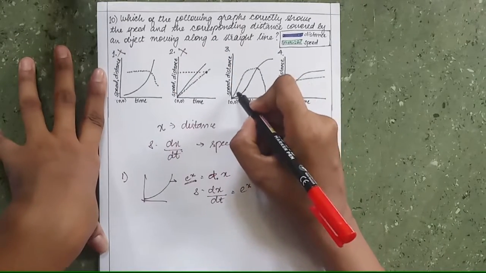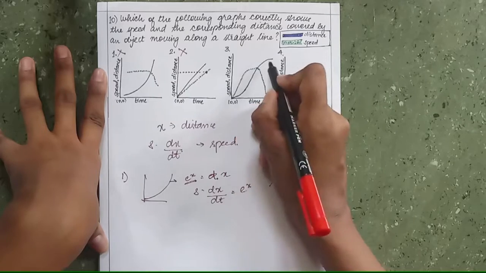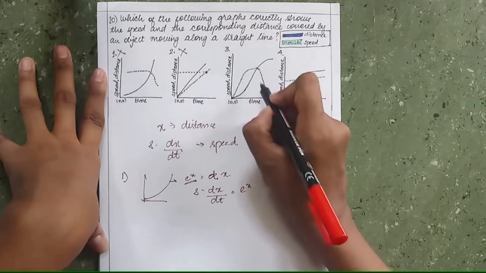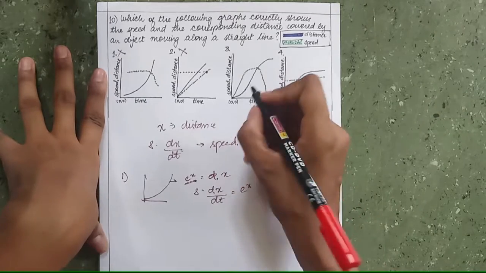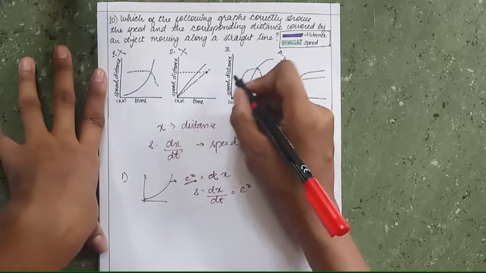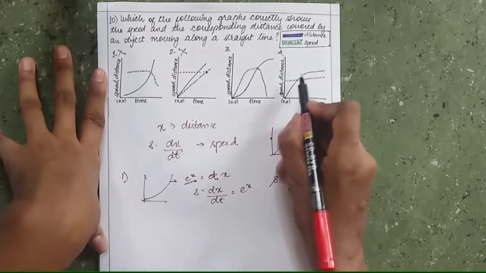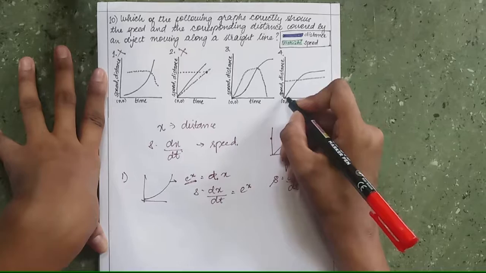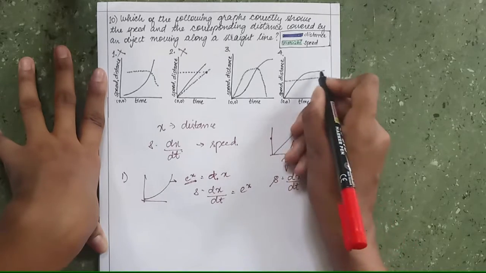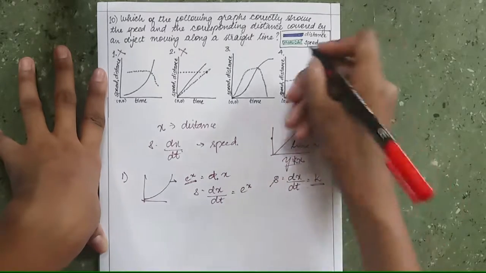Now in this case, we see that distance is sigmoidal in shape and the speed follows a curve of this pattern. So this is actually the correct answer, and I'll come to why this is correct a little while later. And option 4, as we have already seen, when speed is going to be constant, the distance is going to be linear. However, we see that this is also curved. So option 4 is wrong.